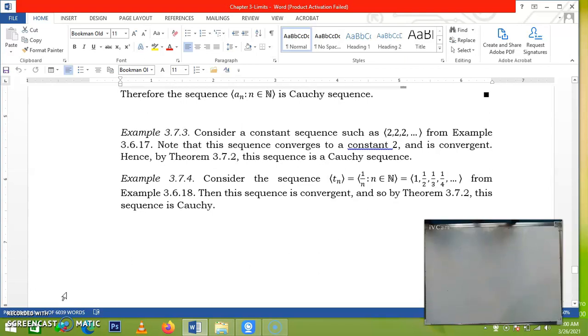So that's it. Now, in my next video, I'm going to discuss the concept of completeness. When can we say that a sequence is complete? In that case, we will be using the concept of limit. So that's it.